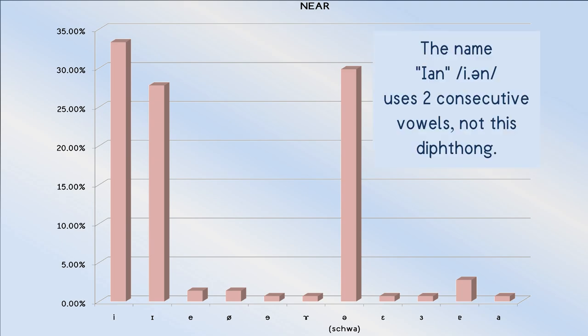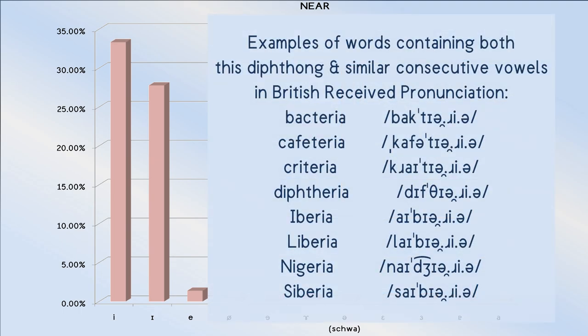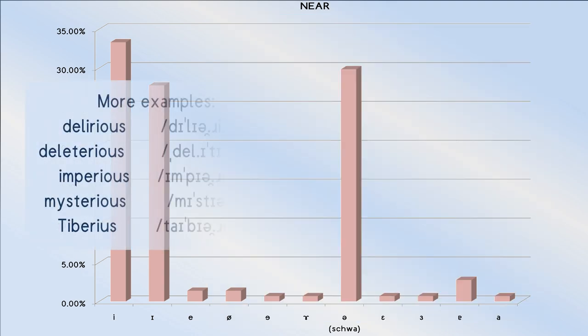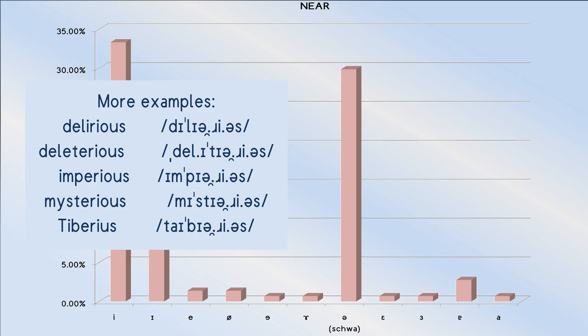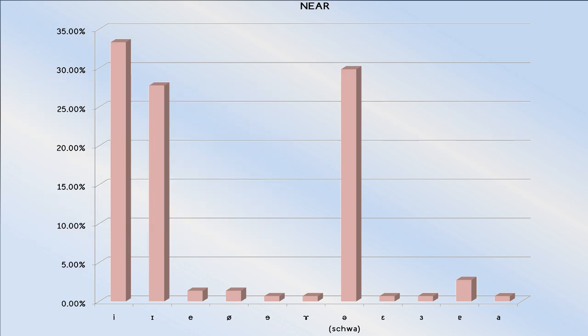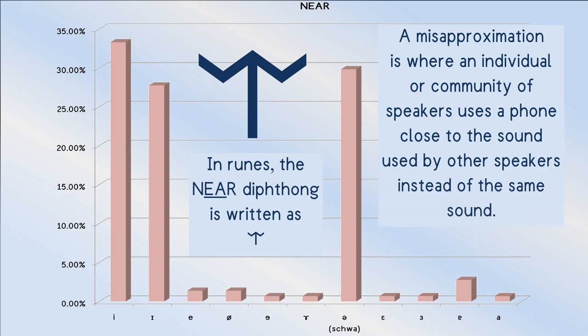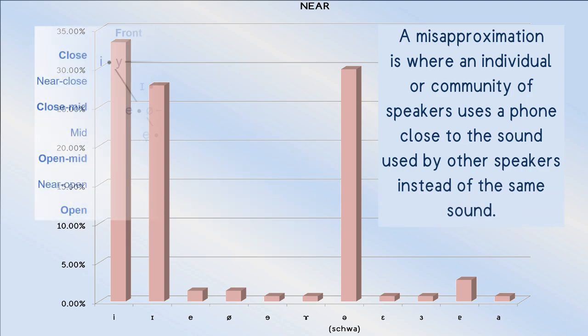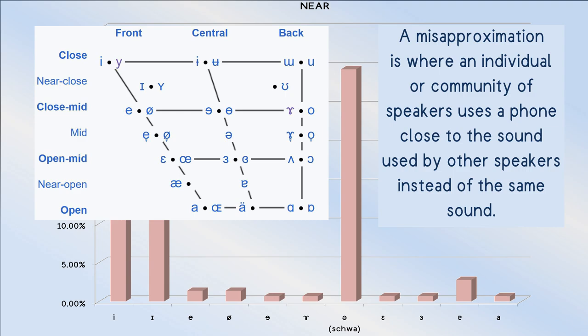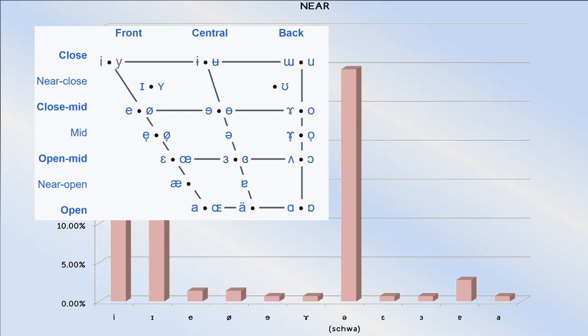Both may be found in the word Nigerian. So it is necessary to keep the historic rune air for this sound. The sprinkling of other phones we find on this chart are all the results of misapproximation. But should you use this rune if you don't say the near vowel as a diphthong? Well, first let's consider whether you have the mirror-nearer merger.